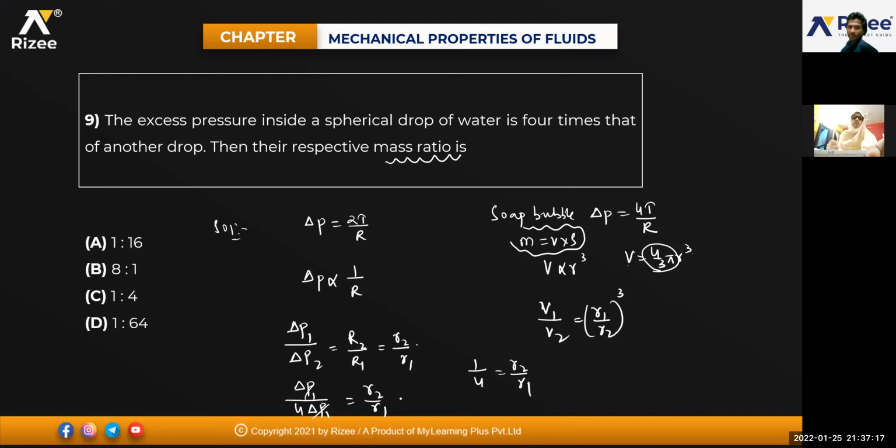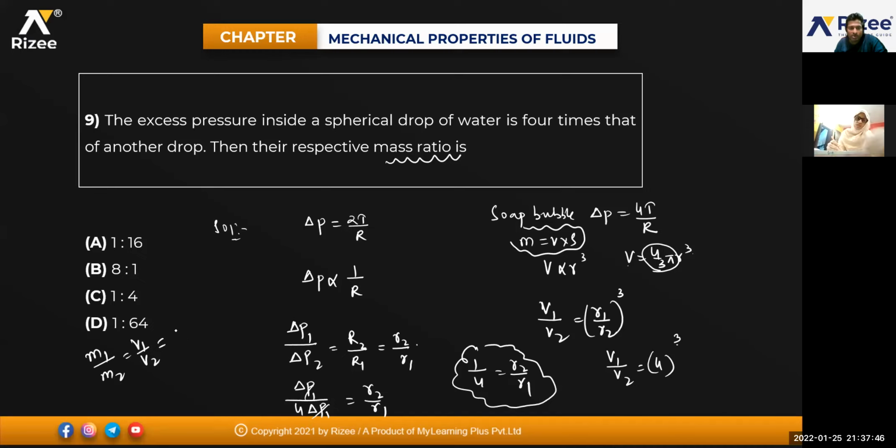R2 by R1, this will become how much for me? R2 by R1 is equal to 1 by 4. V1 by V2 will be equal to how much? V1 divided by V2 will be equal to, I'm writing here the inverse of that one. That will become 4 to the power of cube. So that means the mass ratio, M1 by M2, will be equal to V1 by V2. So V1 by V2 is equal to how much?